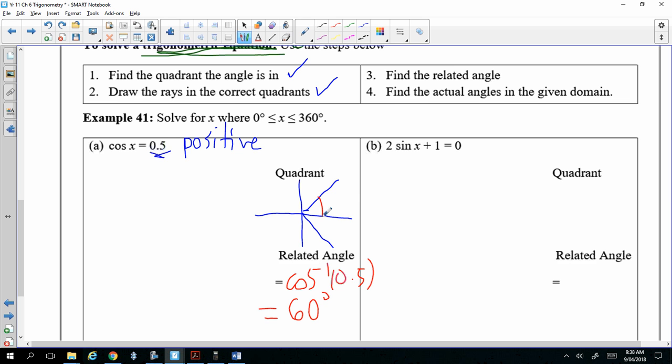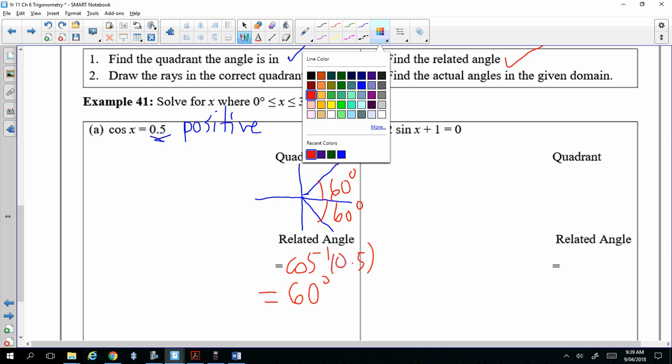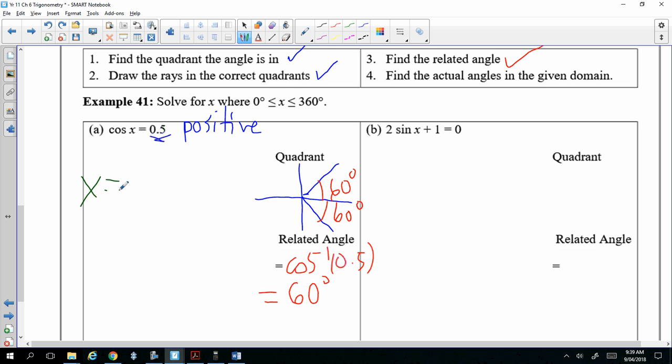Find the actual angle. So that's the related angle, but it's not x yet. That's just the related angle. So use the related angle to find x. So x, in the 1st quadrant, is just the same as the related angle, isn't it? And in the 4th quadrant, how do you find the angle? You have to go around to get to here, right? How do I find the green one? 360 minus 60. So you get 300. So those are the 2 answers they want you to find. Alright, any questions? If you follow these procedures, that will get you the correct answer each time.